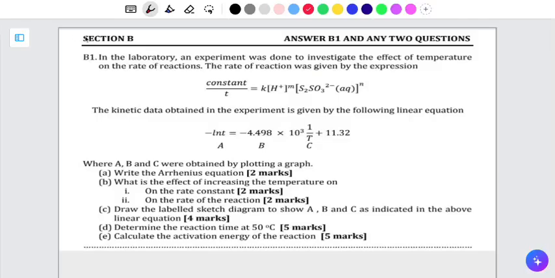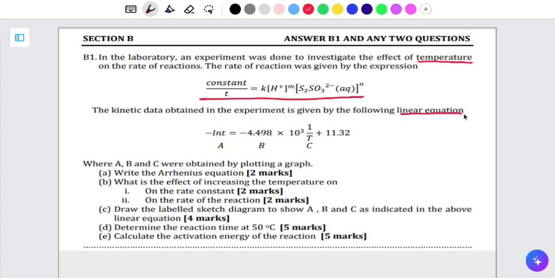We are answering question B from section B. So the question is saying, in the laboratory an experiment was done to investigate the effect of temperature on the rate of reactions. So the rate of reaction was given by the expression, this one here. So here we are focusing on the effect of temperature. What is the effect of temperature on the rate of the reaction? So the kinetic data obtained in the experiment is given by the following linear equation.